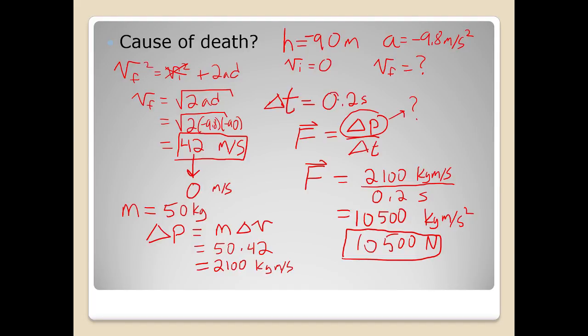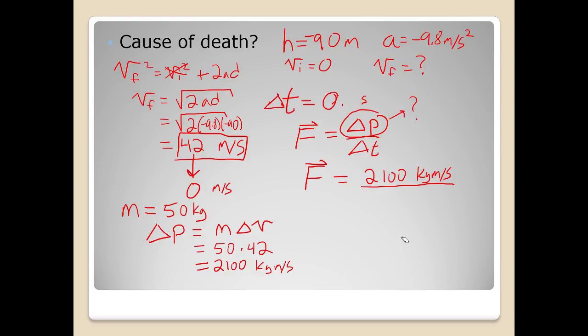Now let's suppose that Spider-Man was a little smarter, and he's supposed to be because he's usually a pretty smart guy. Let's suppose Spider-Man stopped her in a much longer amount of time. So let's say it wasn't 0.2 seconds. Let's change it to a full second.